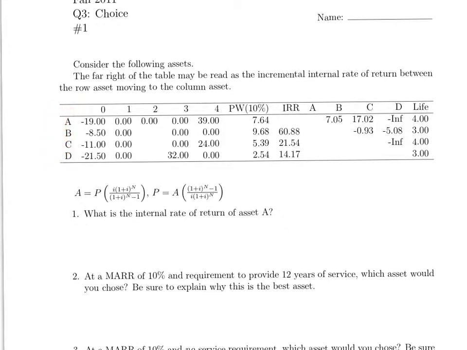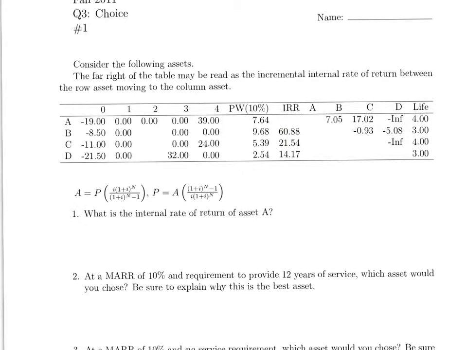If you're trying to read across, you should read it as asset A costs you $19 in time period 0, and then it gets you $39 in time period 4. The trick is it's horizontal layout rather than the vertical one you may be used to. Present worth is already calculated for you, and all the internal rate of returns are calculated except for the first one right there, A.